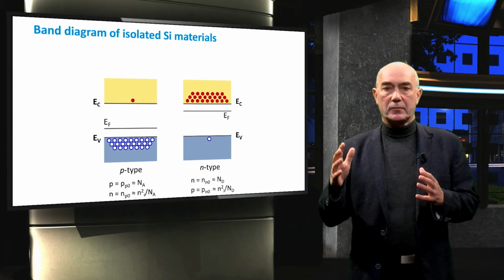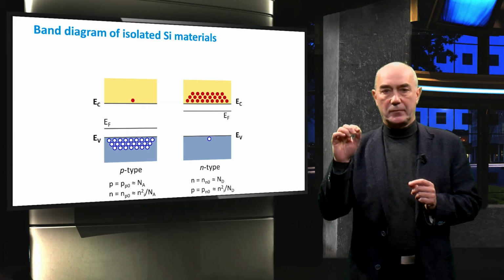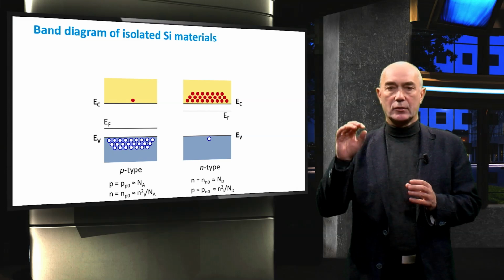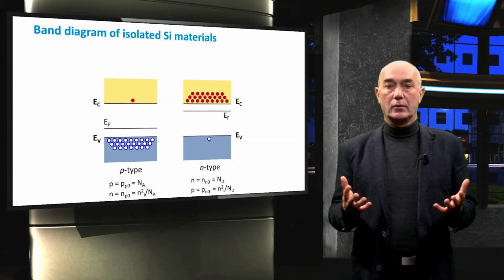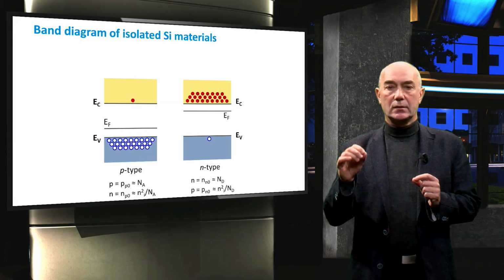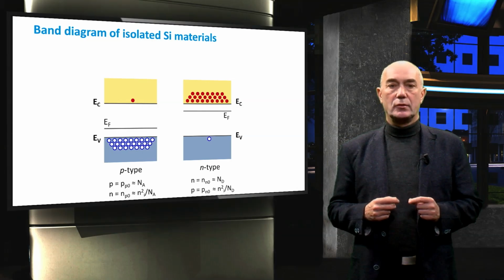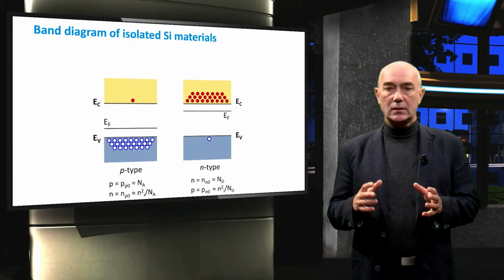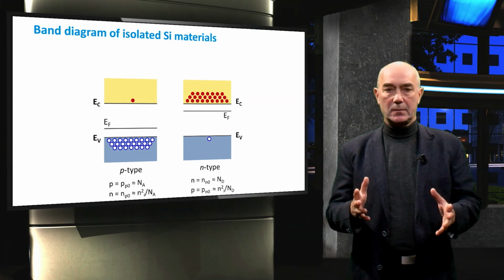These are the band diagrams of isolated p-type and n-type semiconductor materials. We see that the Fermi level is close to the valence band in the p-type semiconductor and close to the conduction band in the n-type semiconductor. Like I said before, in the p-type semiconductor material, holes are the majority carriers and their concentration approximates to the acceptor concentration. The concentration of minority carriers, in this case electrons, is calculated by dividing the square of the intrinsic carrier concentration by the acceptor concentration.